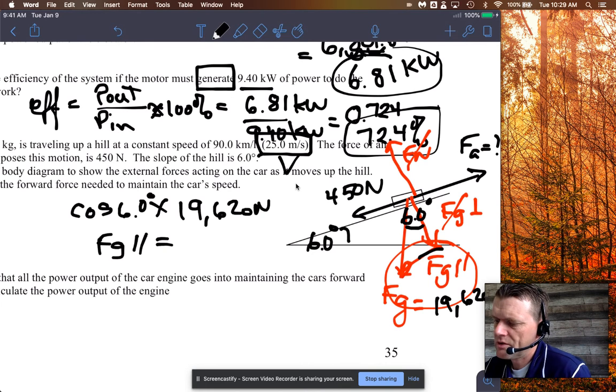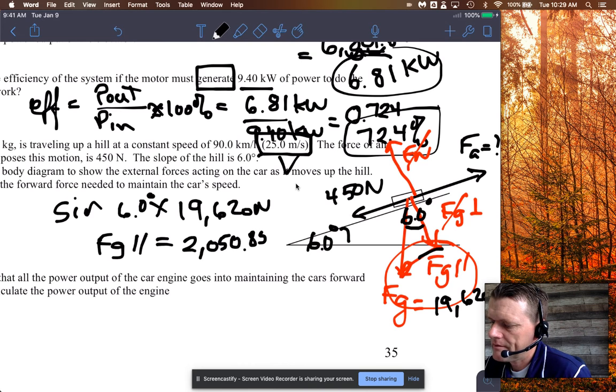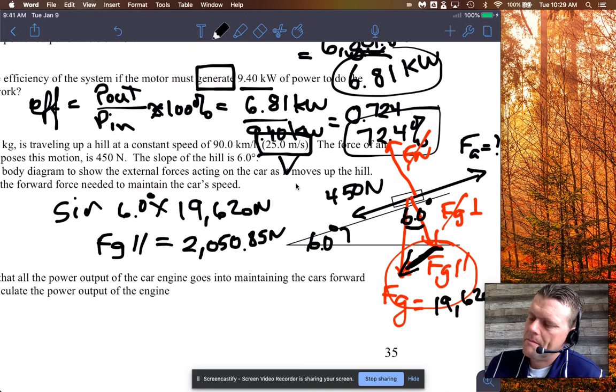I'm sorry, I used cosine. That's not right. I should use sine for that, because I need the opposite. They need the opposite value. Okay, so that should give me 2050.85. And that's getting this part here. I'm highlighting that there in black. That's the force of gravity parallel.